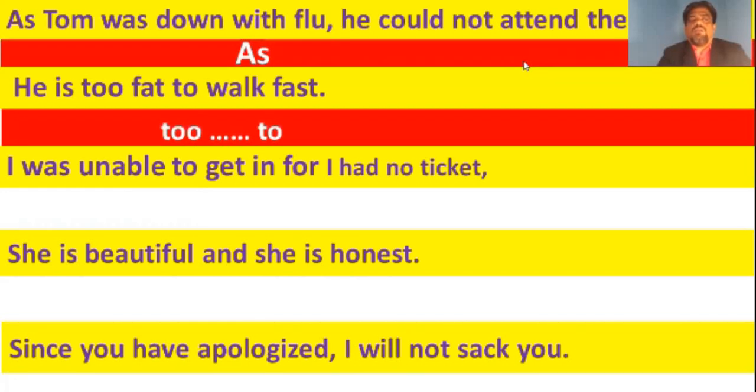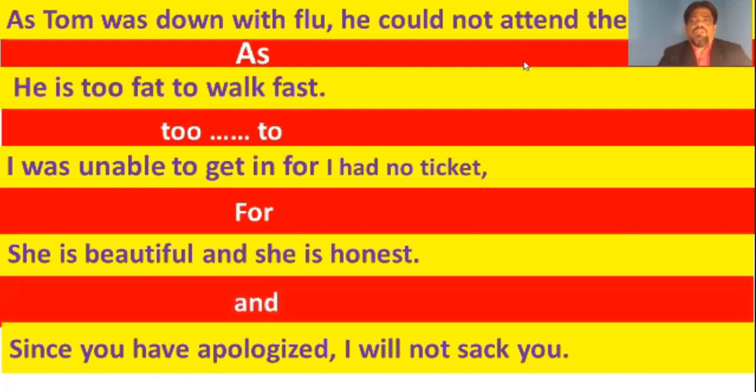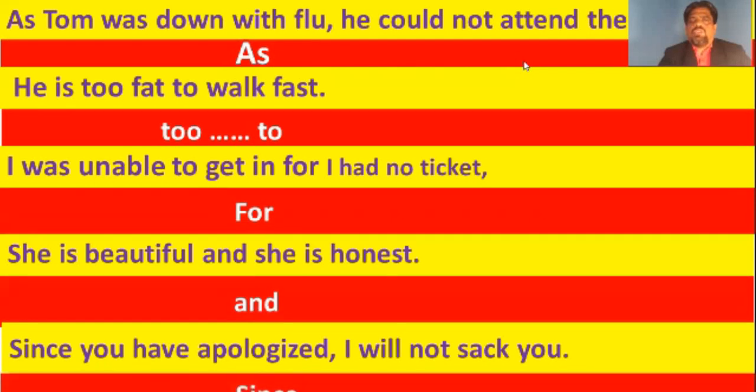"I was unable to get in, for I had no ticket." The conjunction "for", if you remove it, you will get 2 sentences. "I was unable to get in," full stop. "I had no ticket." Yes, you are right. The conjunction is "for". And next, "She is beautiful. She is honest." 2 sentences. And of course, "and" is a conjunction. And this is the first word you learned today as a conjunction in the introductory part itself. And "Since you have apologized, I will not sack you." Yeah, the conjunction is "since".